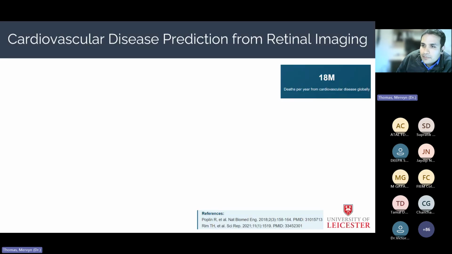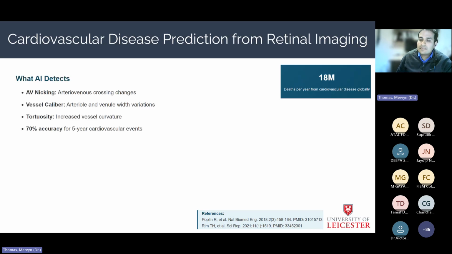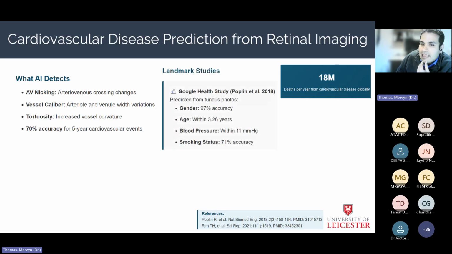Now, moving on to some of the specific studies that I wanted to share with you. Again, Google was one of the leaders in this area initially in 2018. Poplin and colleagues published this Google Health study, which showed some remarkable findings. From fundus photos alone, so just those photographs, no scans, the AI could predict gender with a 97% accuracy. It could predict the age within 3 years, and it could predict the blood pressure within 11 millimeters of mercury, and it had a 71% accuracy of predicting smoking.